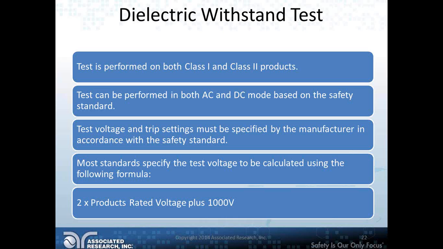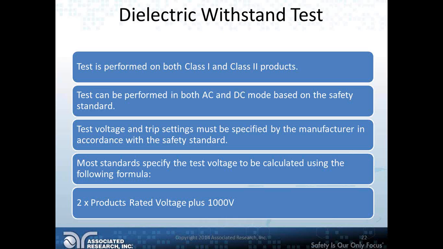So again, I'd like to emphasize that you must know which safety standard you're trying to comply with, because that's your best resource for learning and understanding what types of electrical safety tests are required for your product, and what parameters you should be using.